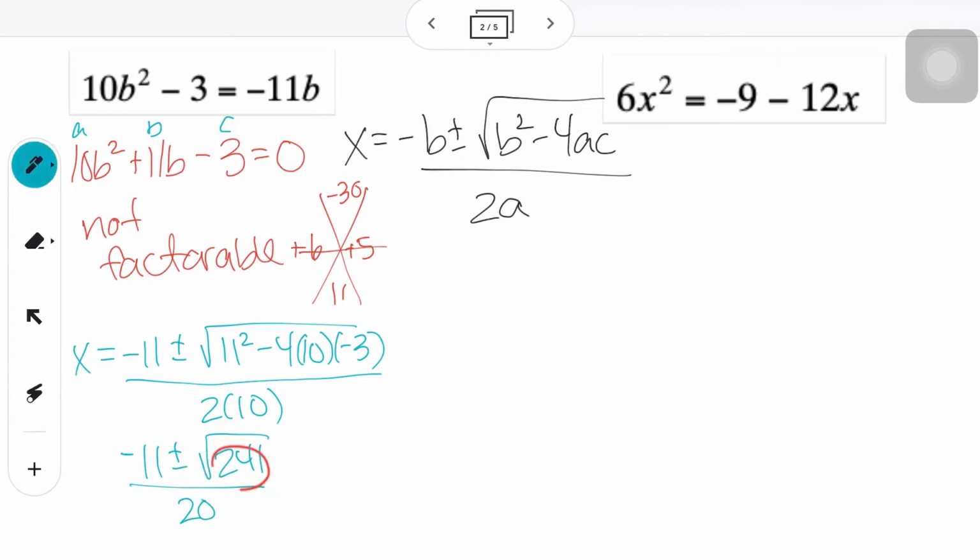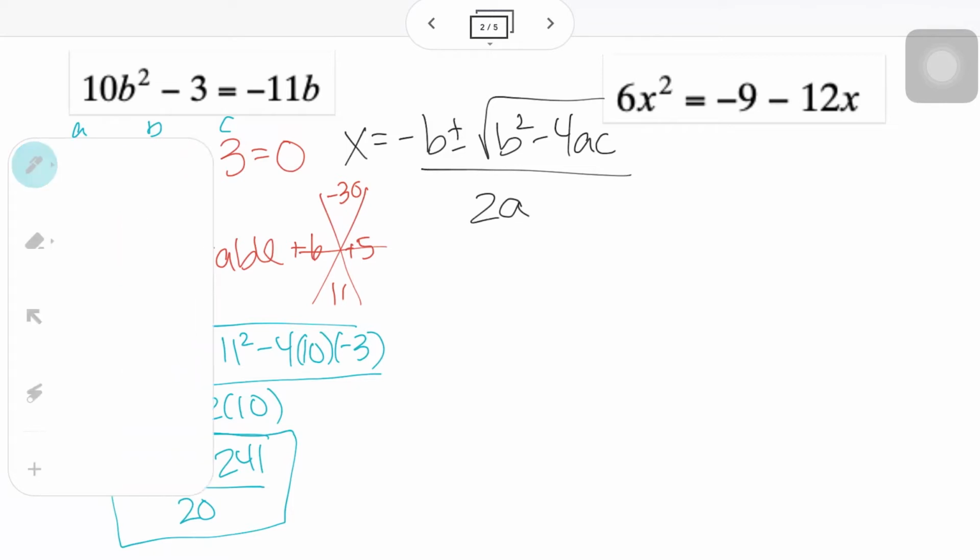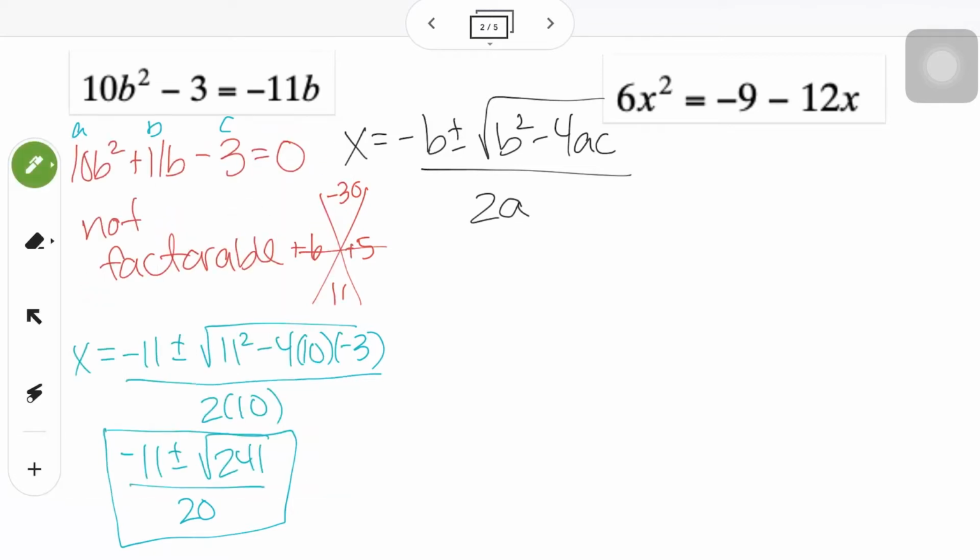And then you should always try to simplify your radical. In this case, there is nothing that can be done to simplify the square root of 241, but you should always try. I'm going to show you an example of that on the next one.